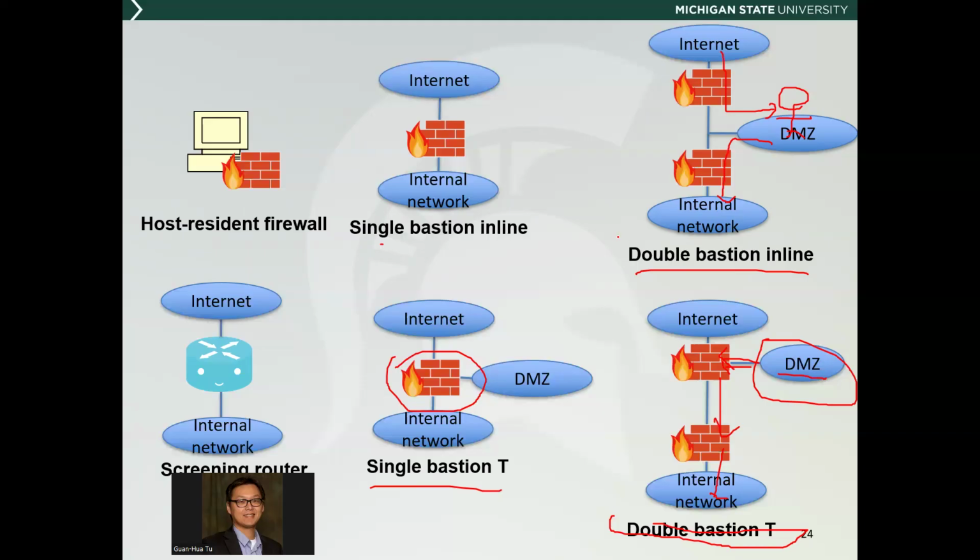However, if we are using a double bastion inline, the request from the server in the DMZ just needs to pass the internal firewall. They can reach the internal network.